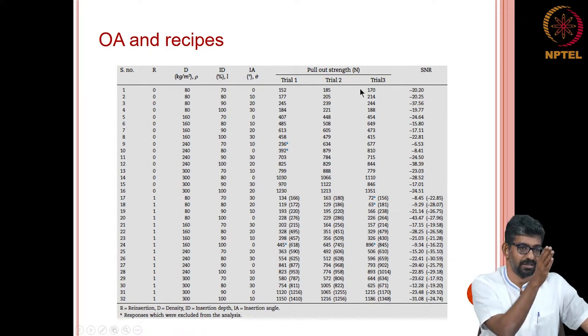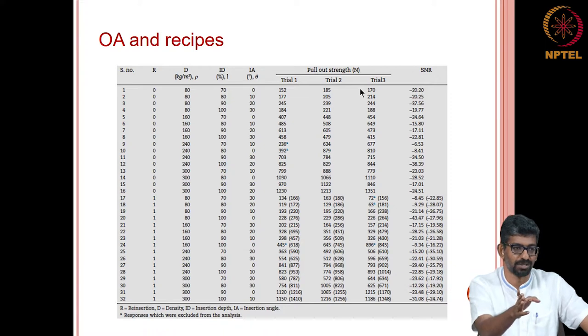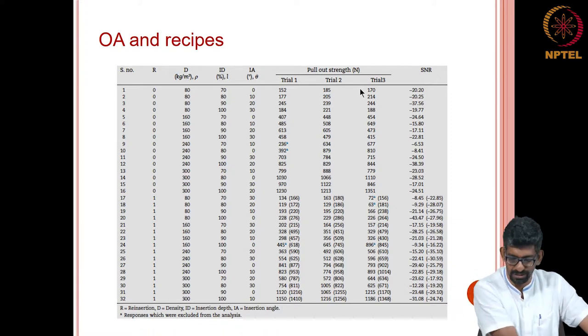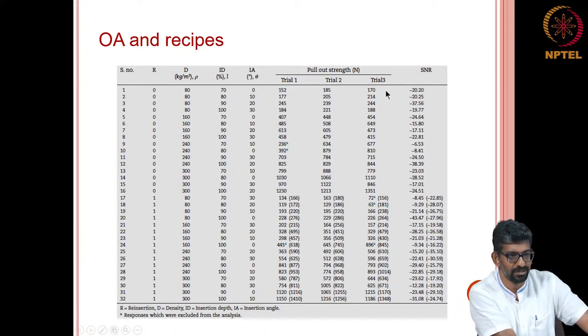I take an 18-year-old male bone, and with a very similar structure, I use another person's bone, it will give me 2 different pullout strengths. That's exactly what this has given. So there should be variability, which is what we have seen. And what we did is we used something called an SN ratio, signal to noise ratio, for identifying.